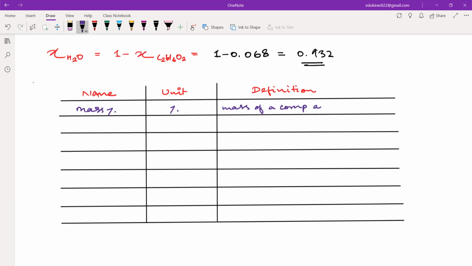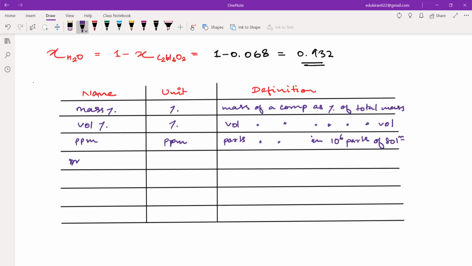Mass of a component as percentage of total mass. Next is volume percentage, whose unit is percent, and it is the volume of a component as percentage of total volume. Next we learned about mass by volume and ppm. The unit of ppm is parts per million, and the definition is parts of a component in 10 to the power 6 parts of solution. This can be in both mass and volume.